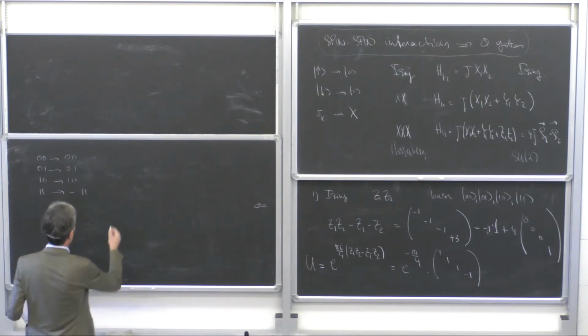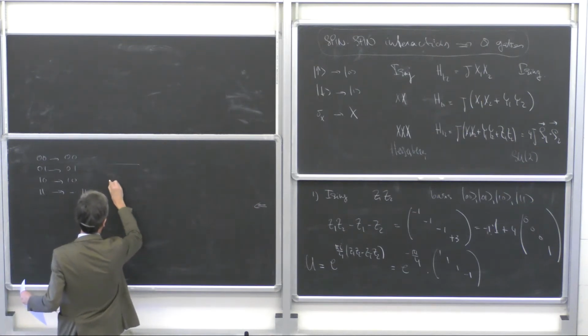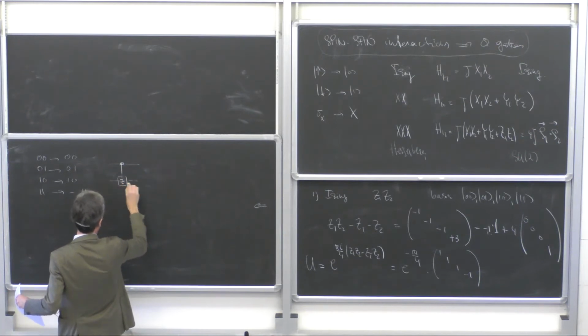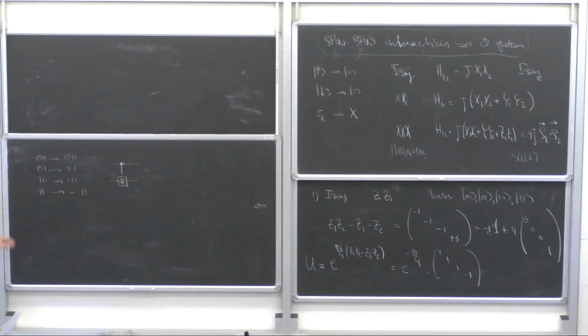So in circuit notation, I would call this like this. So I guess let's do it like this. So this is a control Z. Okay, so you can see if I control on the first qubit, and if it's in the one state, I do a Z operation. So I put a minus to the other one. So this is what I made.